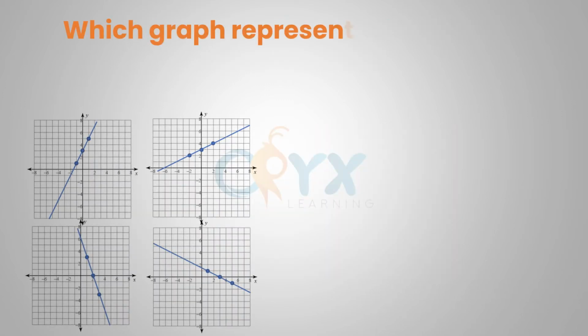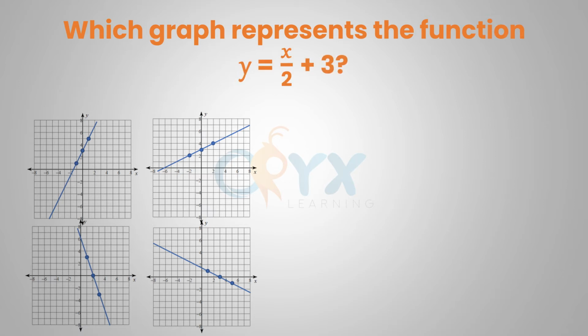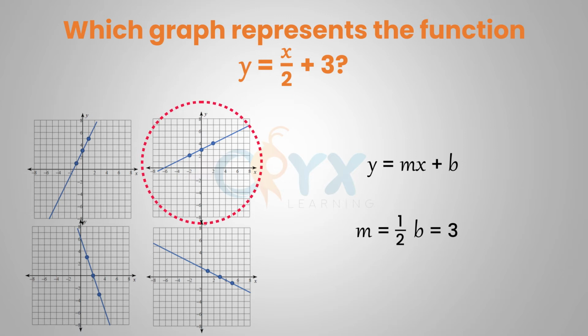Which graph represents the function y equals x over 2 plus 3? If we go back to our slope-intercept form of an equation, y equals mx plus b, m is the slope, the coefficient of x, which in this case is 1/2. b is the y-intercept, which in this case is 3. So we're looking for a graph that has a y-intercept of 3 and a slope of 1/2. The second graph is the correct option. As we can see, the y-intercept is 3. From the y-intercept, if you go up 1 over 2, the slope, another point on the graph exists.